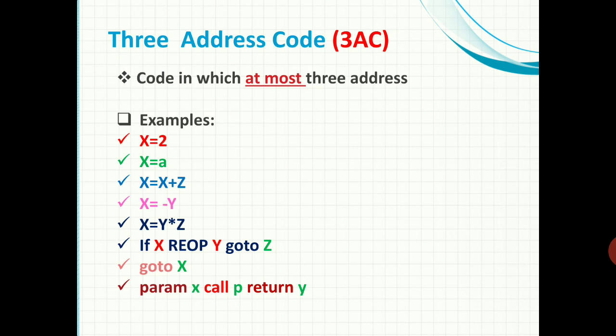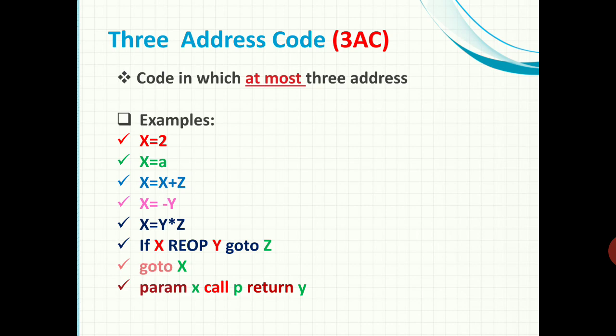That is, it may contain a maximum of two operands and one result. That is three references. Sometimes a statement may contain less than three references also. The compiler decides the order of operation given by the three address code.